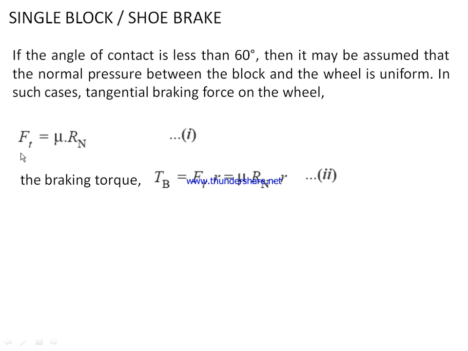Now, we know that the magnitude of the tangential force Ft is given by the coefficient of friction times the normal force Rn, and this point is to be noted. If the angle of contact is less than 60 degrees, that is 2 theta is less than 60 degrees, then it may be assumed that the normal pressure between the block and the wheel is uniform. In such cases, the tangential braking force on the wheel is given by mu times Rn, and the braking torque denoted by Tb is Ft into R, where R is the radius of the wheel or the drum. So substituting for Ft, you get mu into Rn into R.